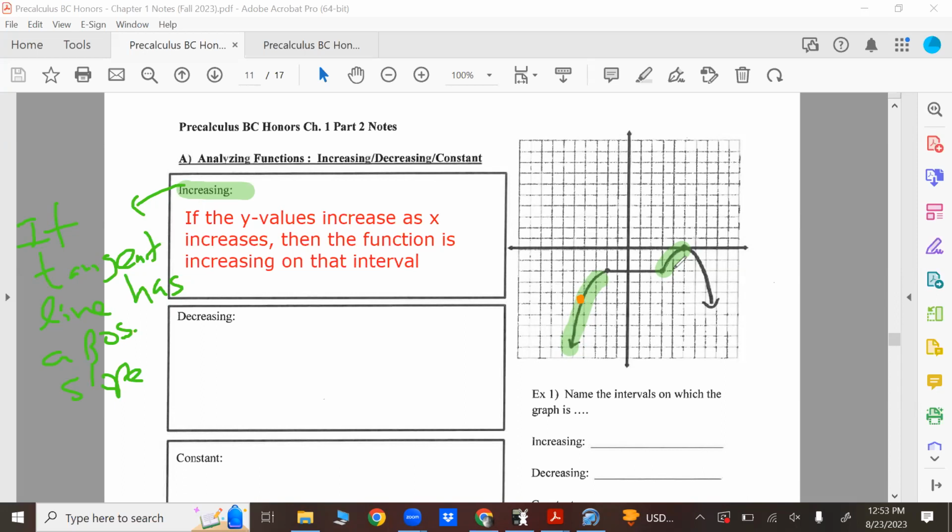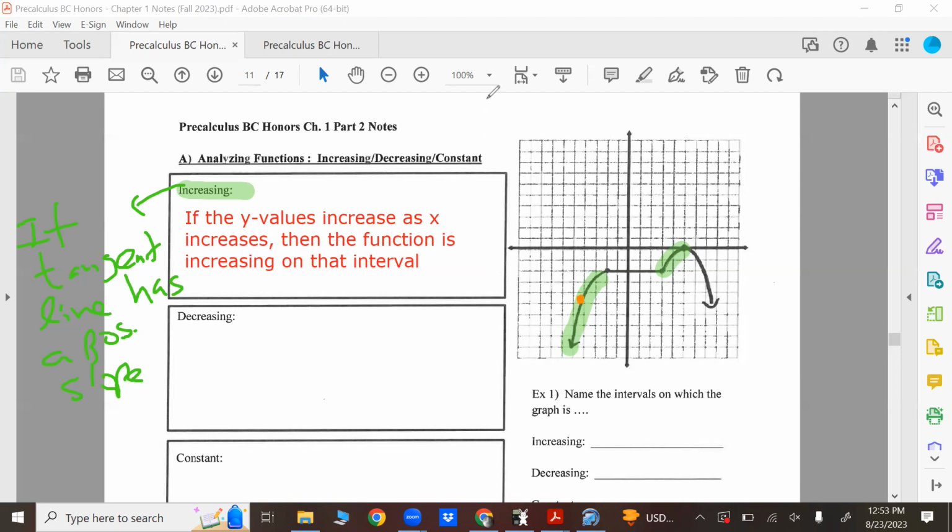Another way you can think about it, if you want to take a more simple approach, is like a roller coaster, right? You board the roller coaster off to the left, right around negative infinity. As you board the roller coaster, are you going up or down? You're going up, right? And then you hit a peak, and in this case, we stay flat and we keep going up. But usually you go down afterwards. But technically speaking, if the y values increase as x increases, then the function is increasing on that interval.